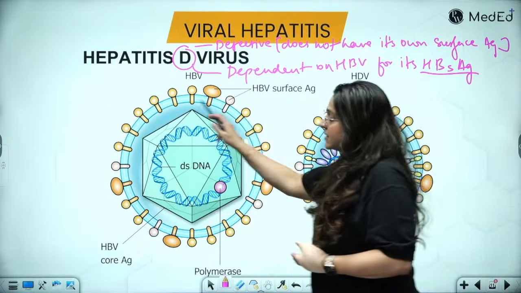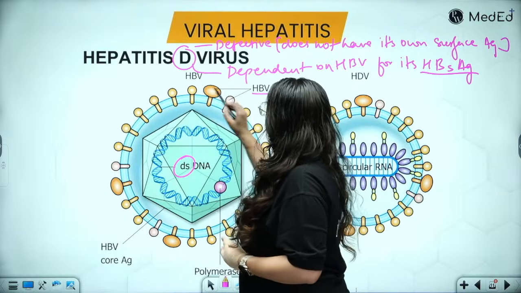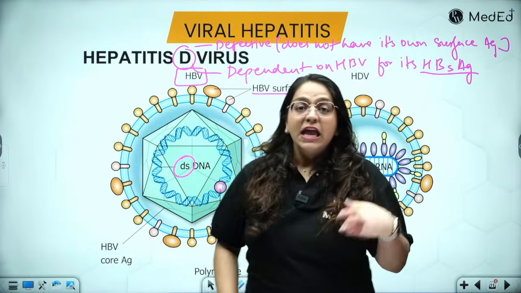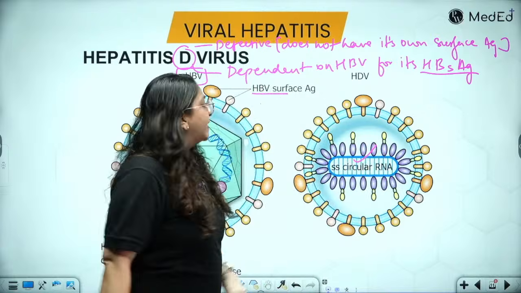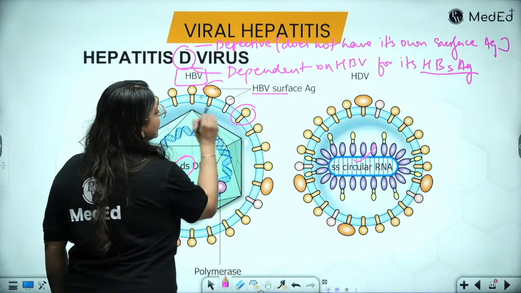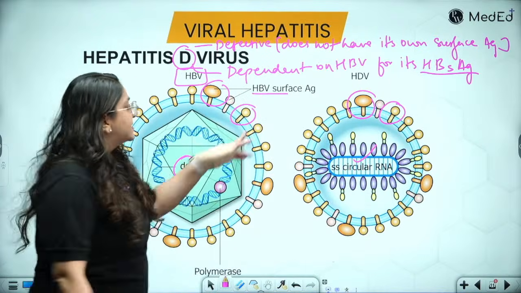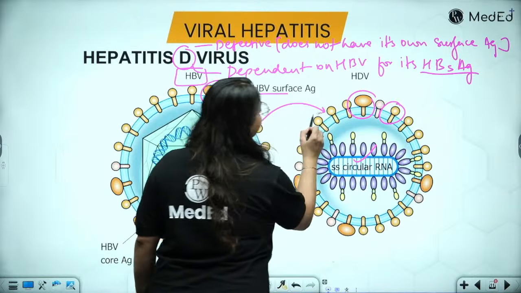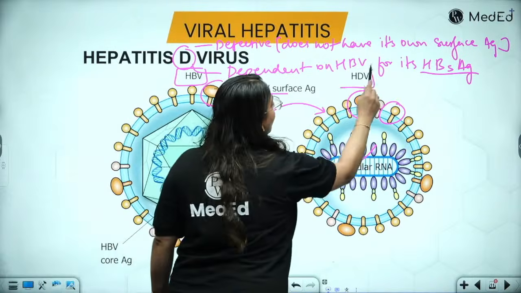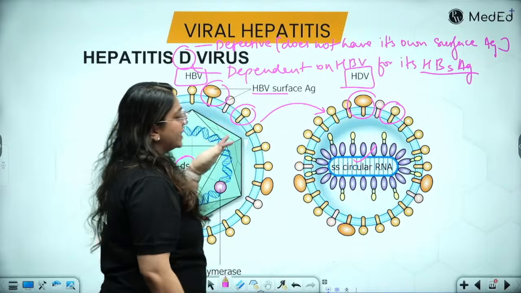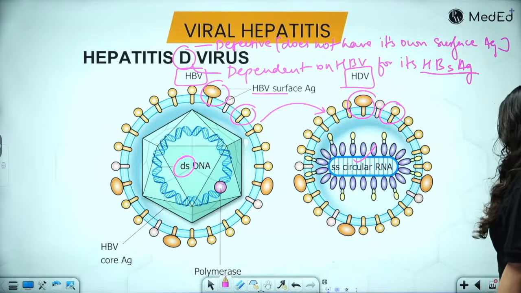So who is this? This guy with the partially double-stranded DNA and the surface antigen, this is the hepatitis B virus. If you look at this guy, this has a single-stranded RNA. But you see that these proteins on the surface are exactly the same. So what has happened? This guy has borrowed the surface antigens onto itself. So a hepatitis D virus borrows the surface antigens of a hepatitis B virus. It is dependent on hepatitis B for its surface antigens.